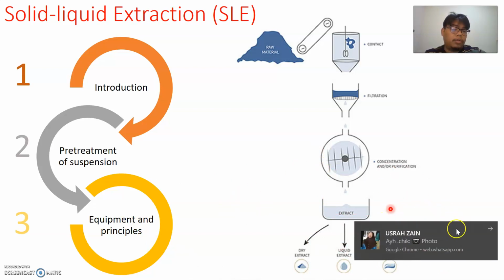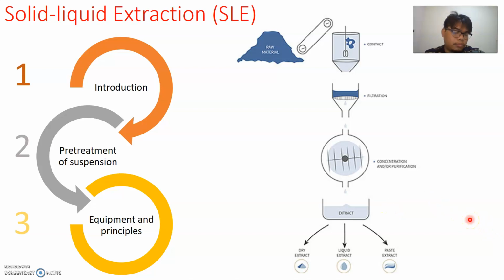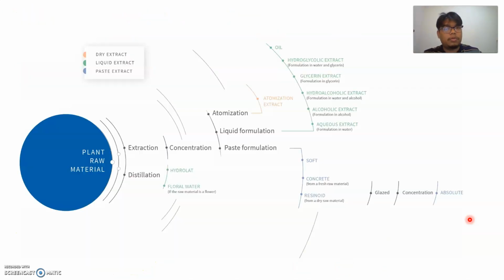And then we will extract it. To extract it, we have a few methods or techniques that we can consider to use. So we have a dry extract, we have liquid extract, and also we have a press extract. So it depends on us what method we want to use. Here is an example of how the extraction and distillation of plant raw material is done in industry. So you can refer to it, read it, and explore it by yourself.